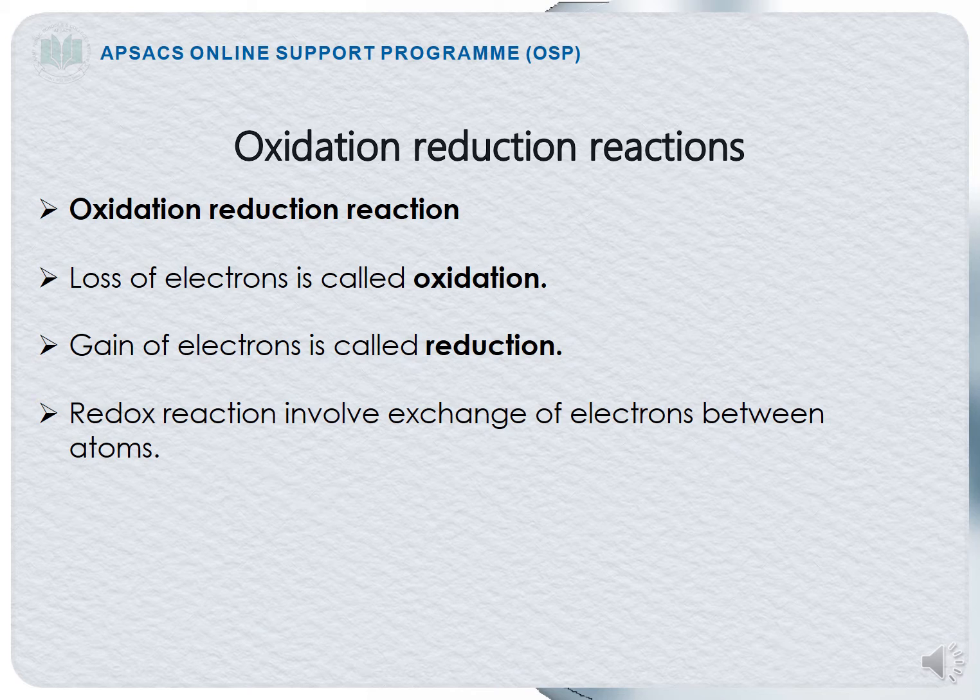Now, what is the definition of the oxidation reduction reaction? Actually, loss of electrons is called oxidation and the gain of electrons is called reduction. Or we can also say that the loss of hydrogen is called oxidation and gain of hydrogen is called the reduction process. Redox reactions involve exchange of electrons between atoms. As I have told you, it is actually the gaining and the losing of electrons. When electrons are lost, we call that reaction oxidation. When electrons are gained, it is known as reduction.